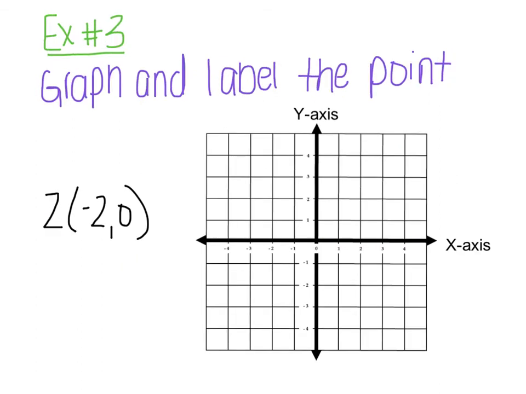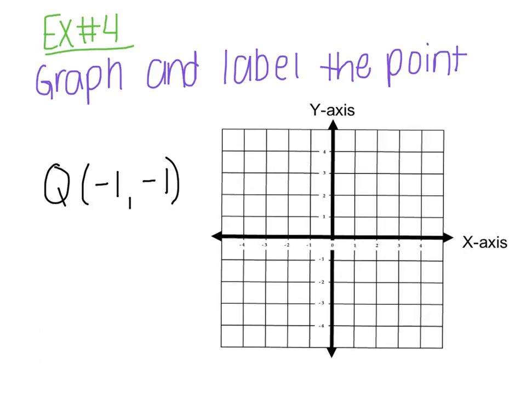Example 3, we're going over to -2, and we're not going up or down because it says to stay at 0. So our point is right here, and we label it Z. And the last one, it tells us to go over to -1 and down to -1, and we make our point, which is Q.